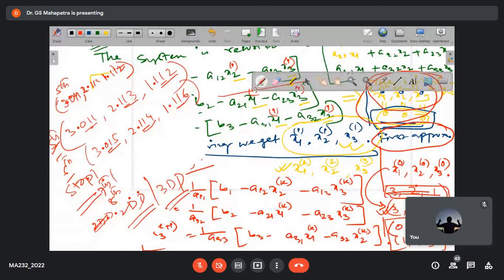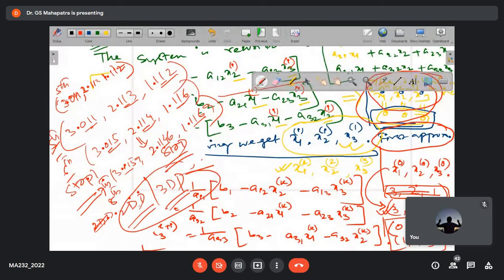Say let us consider the 7th iteration is 3.0159, 2.1146, 1.1169. You can stop here. Up to 3 decimal places, the results are the same, so you can stop here. So these 2 are the stopping criteria. One is that in 2 successive iterations you are getting the same result, or else if it is given either 2 decimal places or 3 decimal places, in that case.